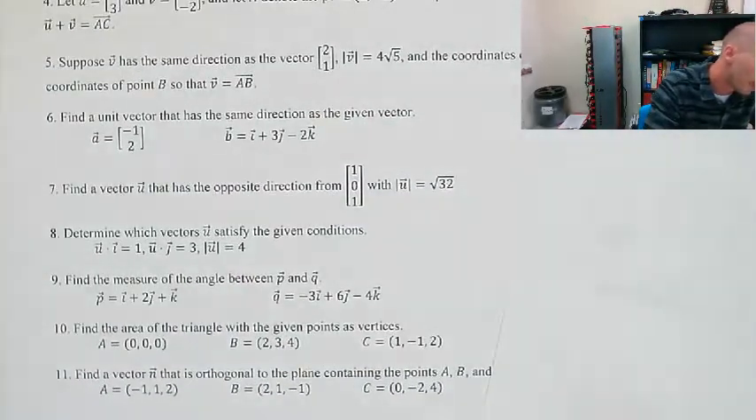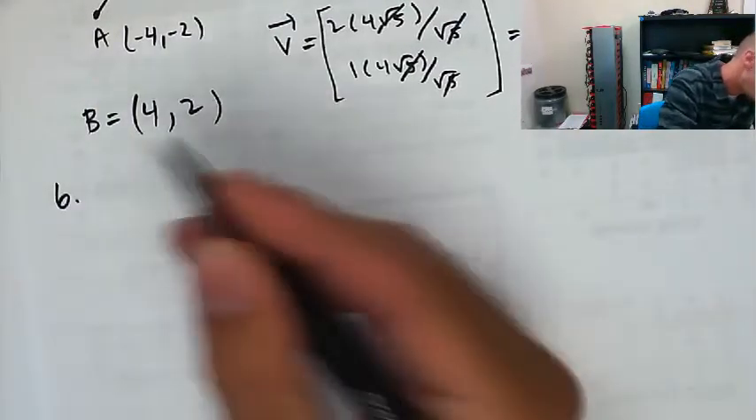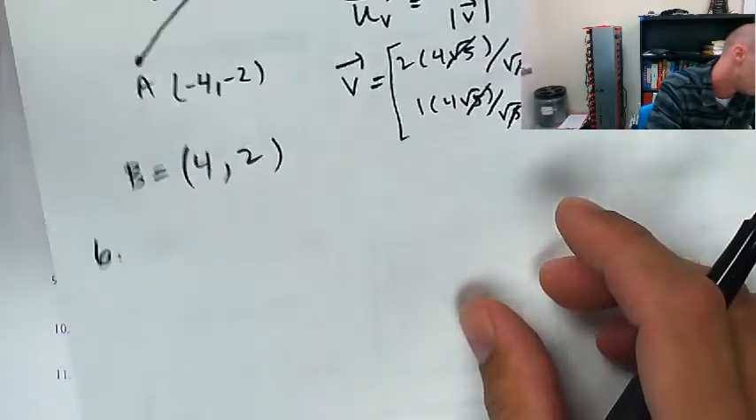Find a unit vector that has the same direction as the given vector. Should have put this problem first, right? Definitely. Would have been good if I'd gotten you some practice on that before you actually needed to do it, but, you know, you live and learn.